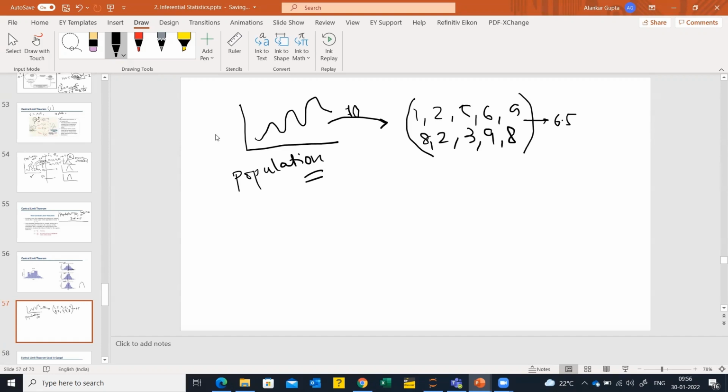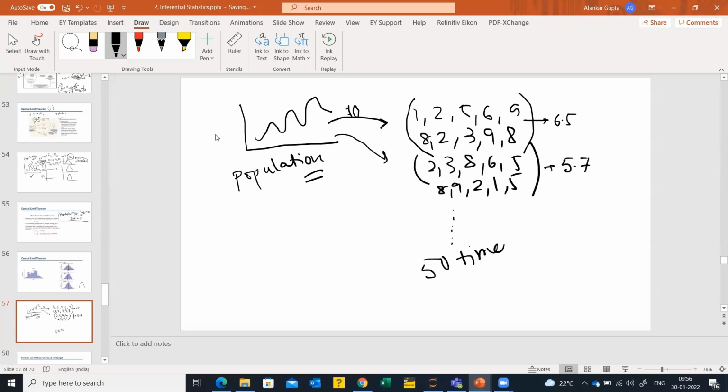Again with the same experiment, you are drawing 10 numbers. This time 2, 3, 8, 6, 5, and the mean comes out to be, say, 5.7. And you are repeating this 50 times. When you plot this, the first time you will plot 6.5 somewhere around here, then you will plot 5.7, and so on. You will plot 50 times here, and this will actually be normally distributed.